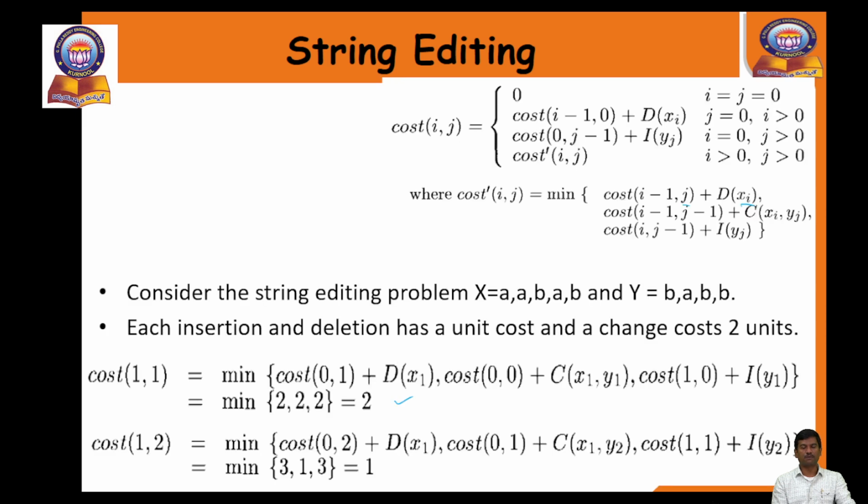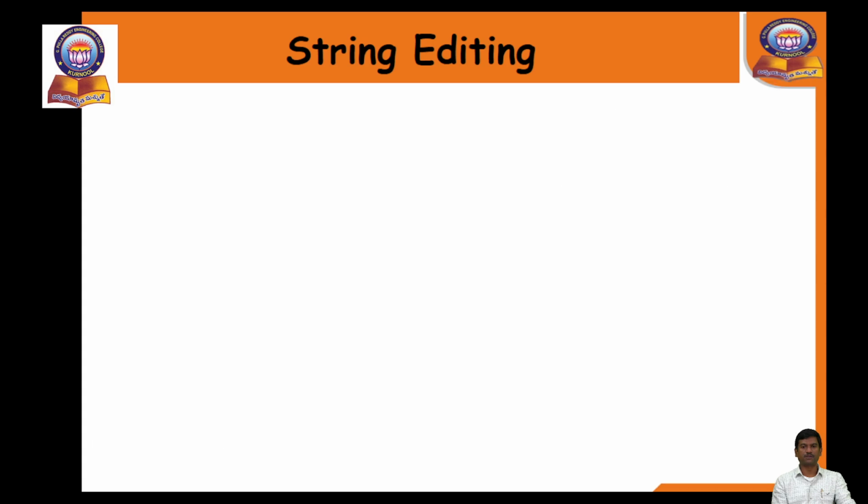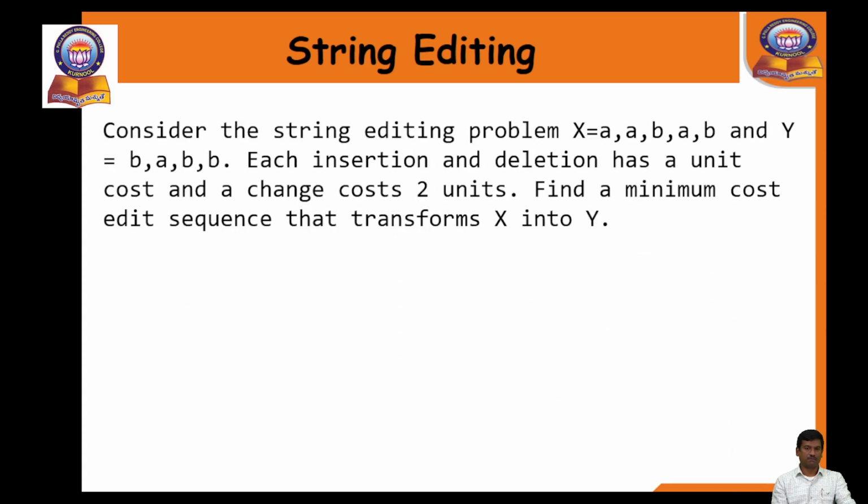And cost of 1 comma 2, in the same fashion, i is greater than 0, j is greater than 0, and the cost of 0 comma 2, and so on. That is just to show how to find the cost dash of i comma j.